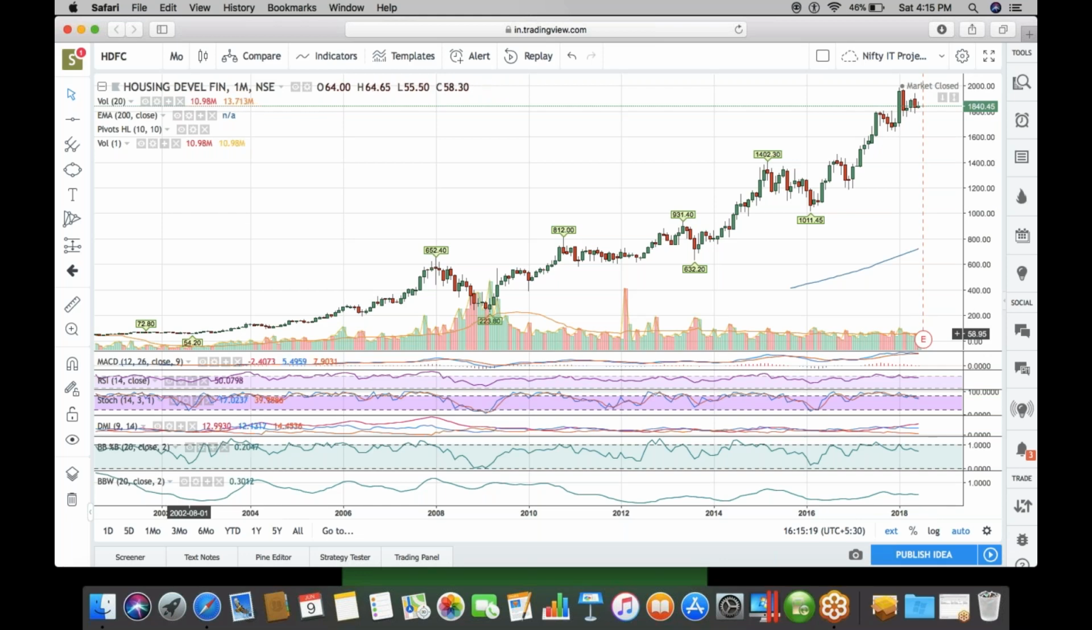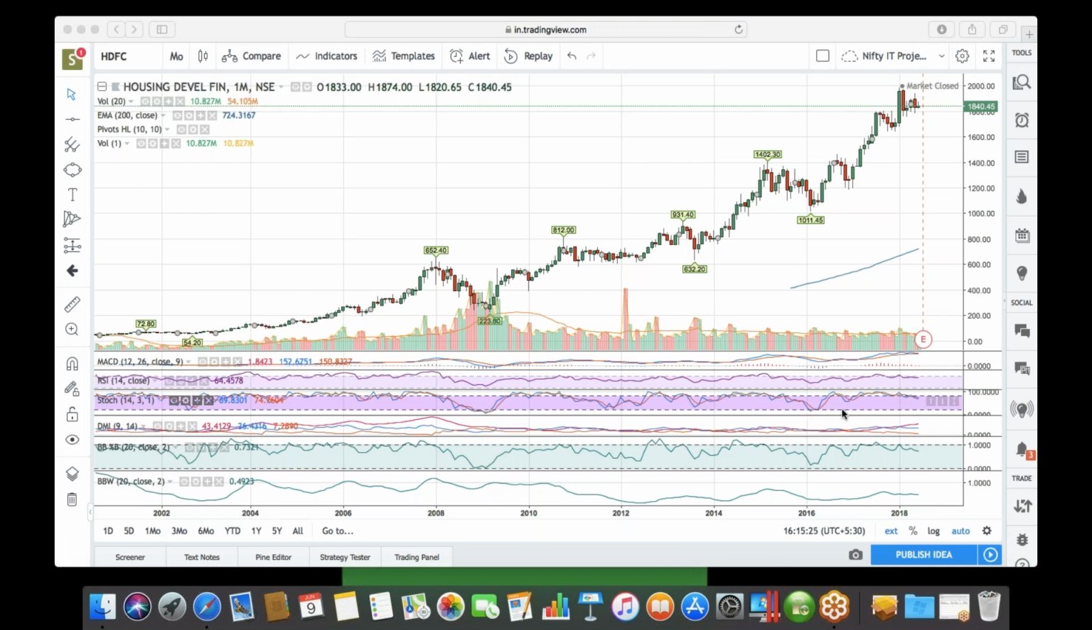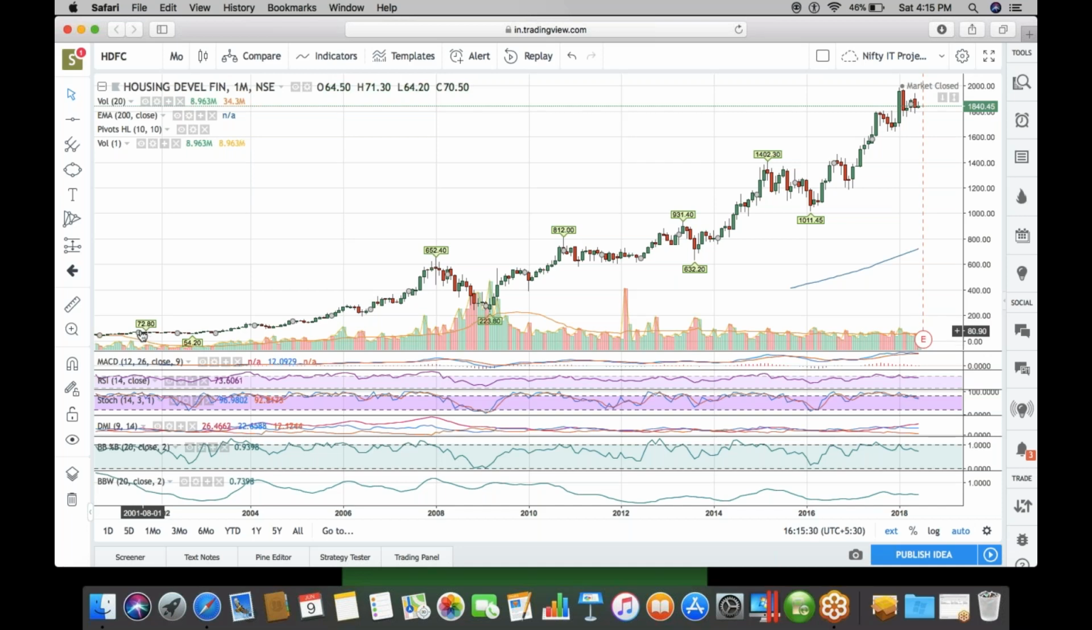If you will see, this is 2002. Now in 2002 the stock was 72 rupees. Currently the stock is trading at somewhere around 1850 rupees. The stock is in an uptrend. So the major trend is an uptrend. Major trend is always considered in years. If we look at the major trend of a stock, we will look at the trend of the stock for a period of 5 years plus. Okay, this is the major trend of the stock.